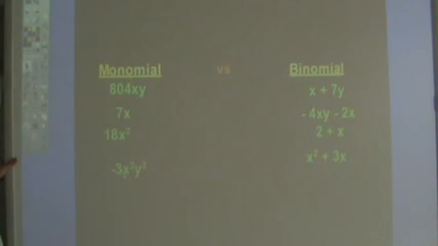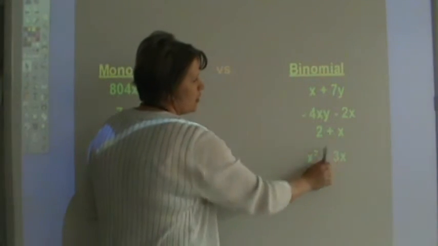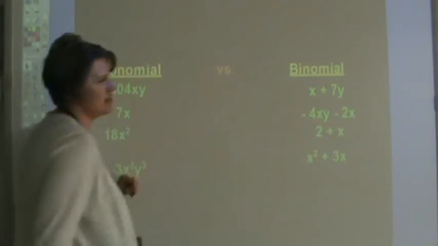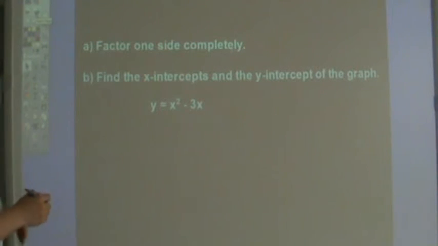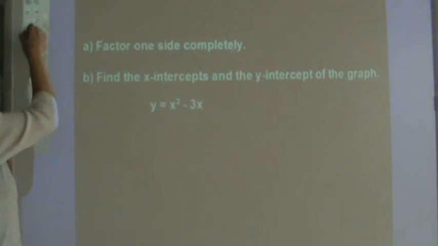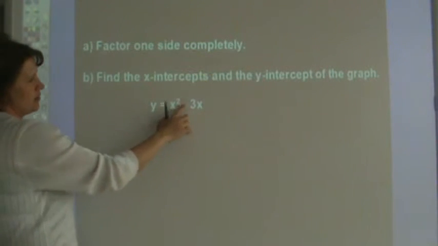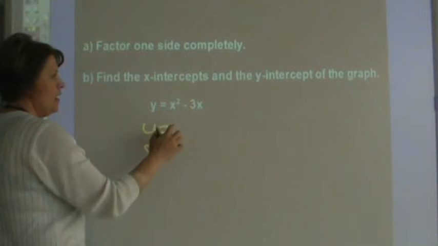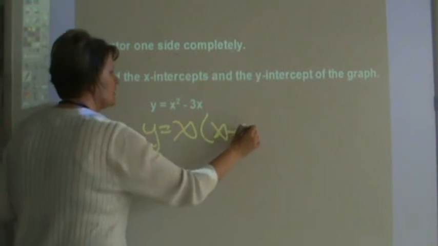So you just need to be able to identify them at this point. So these are all the same, okay, because they're all multiplying basically. And these are all the same because we have two monomials separated by either an addition sign or a subtraction sign. Okay, so how does that apply to what we're doing? Well, we've got to factor one side completely, okay? Well, obviously this side is factored, so we have to factor that side. So I can take out an x, and I'm left with x minus 3.